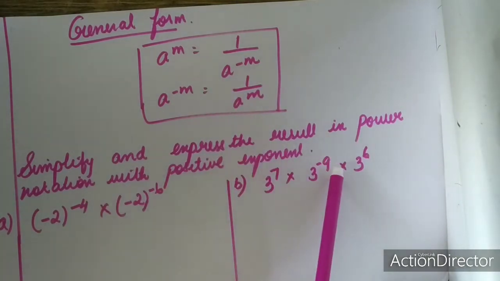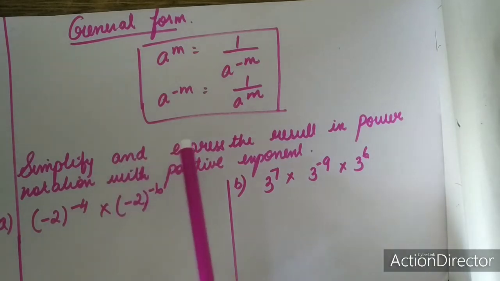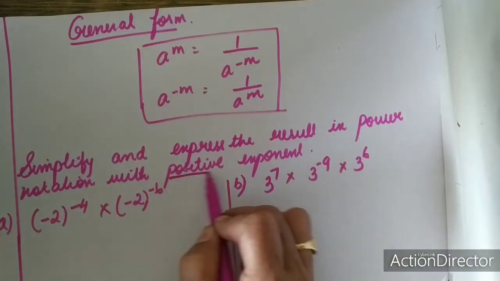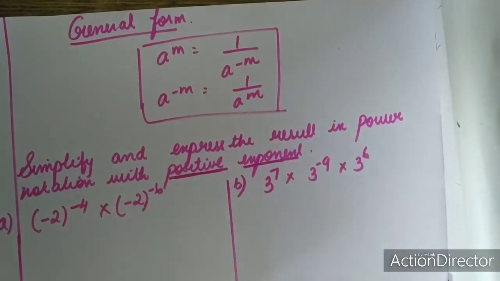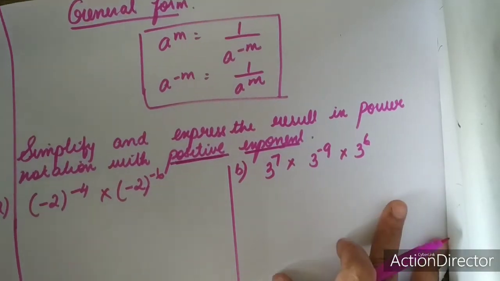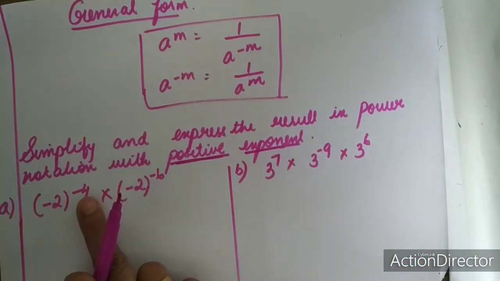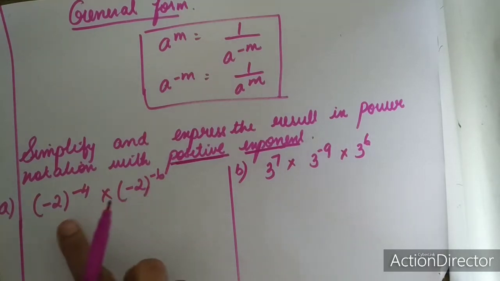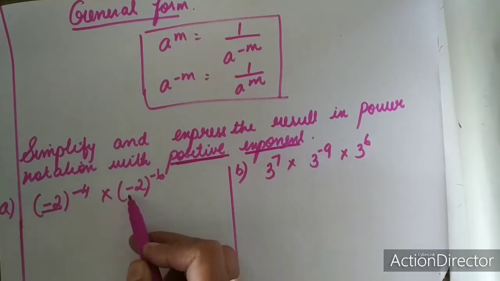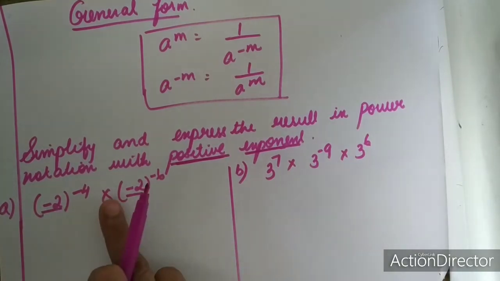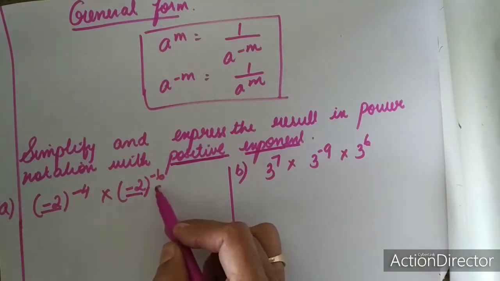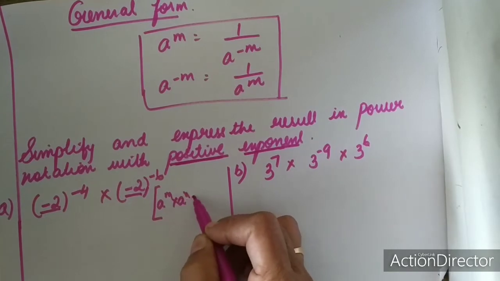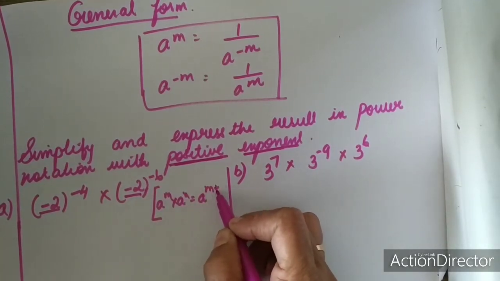Let us see some simple examples. Simplify and express the result in power notation with positive exponent. You are asked to write it in positive exponent. Here, if you observe, we have minus 2 raised to the power of minus 4 into minus 2 raised to the power of minus 6. Both the bases are the same: minus 2 and minus 2, and there is a multiplication sign. So you have learnt the laws of exponents, that is a power m into a power n is equal to a raised to the power of m plus n.